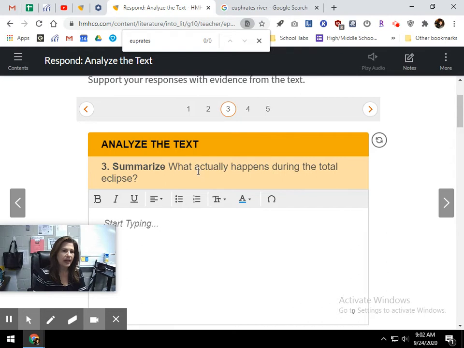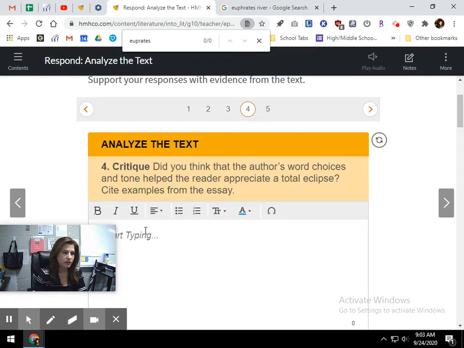It says, what actually happens during the total eclipse? So you guys, a lot of times when you're answering a question, you just want to summarize it because that's pretty much the easiest thing to do, just tell exactly what happened in the story. So this question is actually asking you, well, this is an essay, but it's a story of what happened to her at the time. So what actually happens during the total eclipse? So here, I don't want you to explain to me what a total eclipse is scientifically. I want you to tell me what she describes in the essay. Just summarize it, okay?